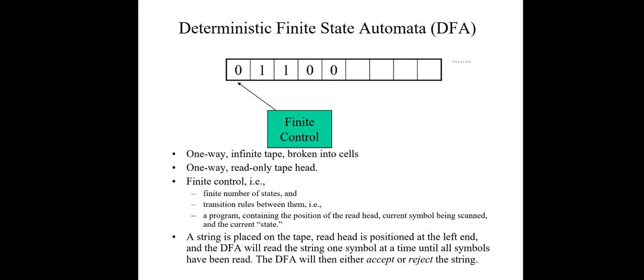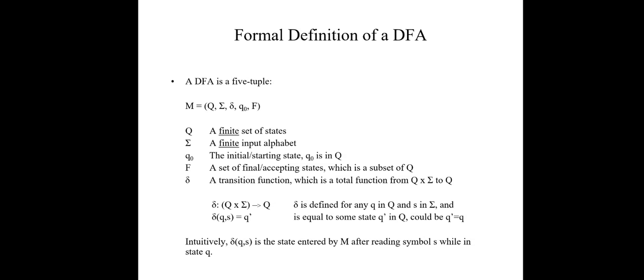Let us see DFA, Deterministic Finite State Automata. So it is having an infinite tape broken into cells, and it is one way read-only tape head, and it is of finite control. Now the formal definition of DFA is it has 5 tuples. The first one is a finite set of states. The second one is a finite input alphabet. The third one is a starting state. Next one is the final accepting state. Then is the transition function, right?